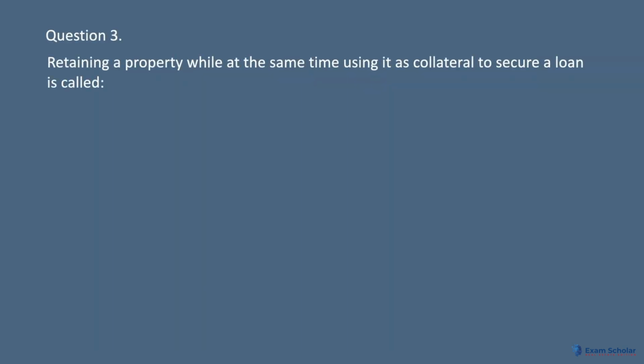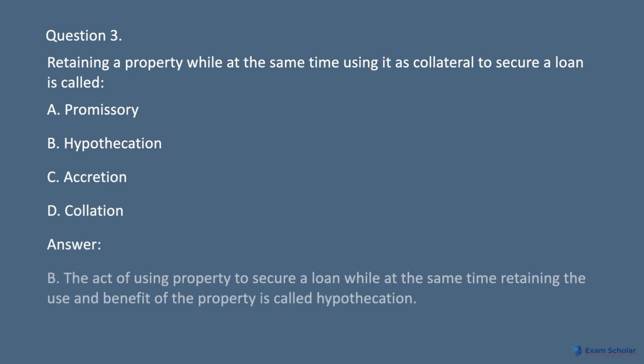Question 3. Retaining a property while at the same time using it as collateral to secure a loan is called A. Promissory. B. Hypothecation. C. Accretion. D. Collation. Answer. B. The act of using property to secure a loan while at the same time retaining the use and benefit of the property is called hypothecation.